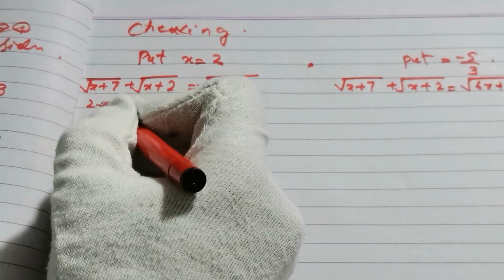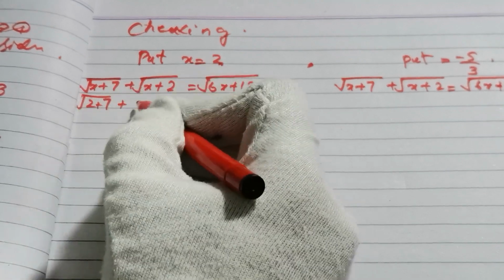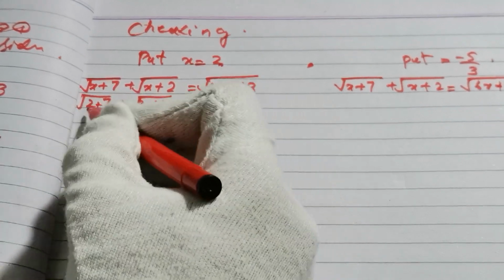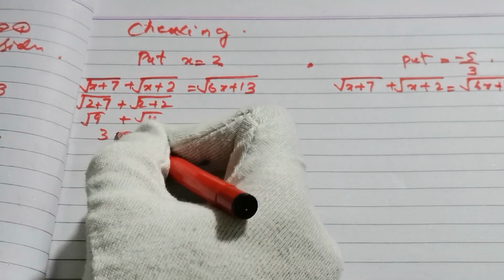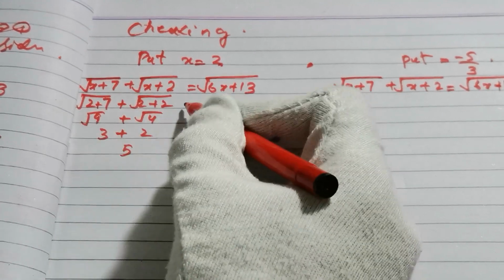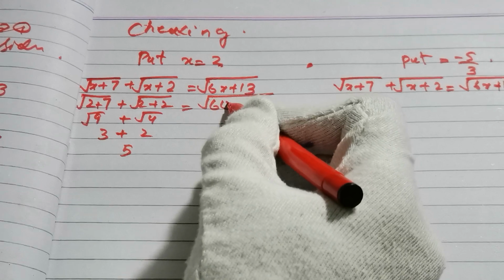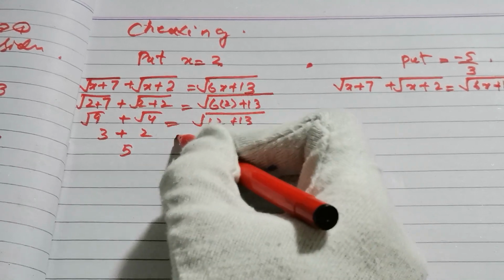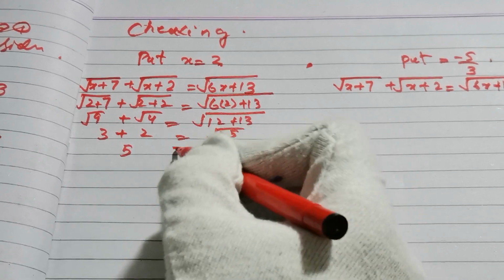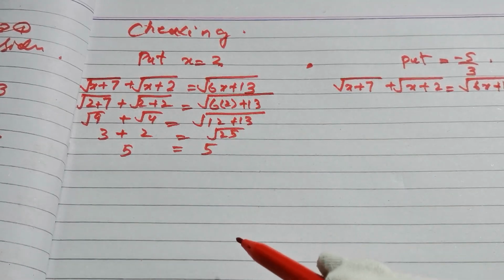So 2 plus 7 is 9, under root 9 is 3, plus 2 plus 2 is 4, under root 4 is 2, 3 plus 2 is 5. Now 6 into 2 plus 13, 12 plus 13 is 25, under root 25 is 5.